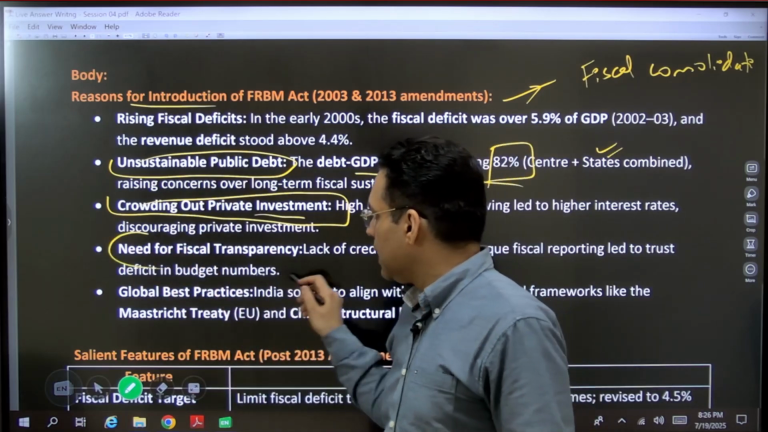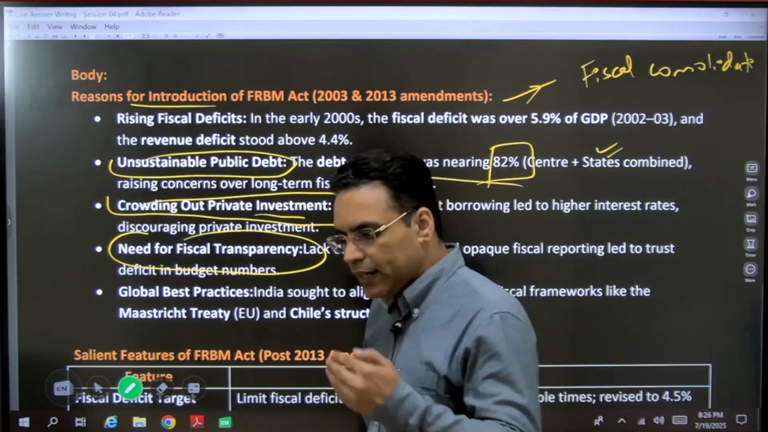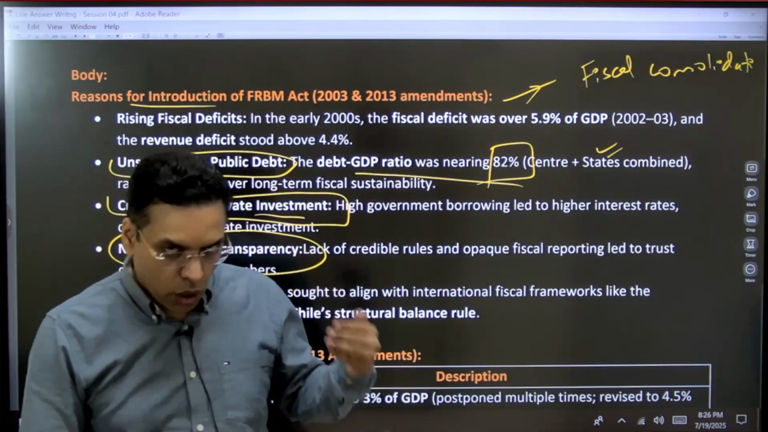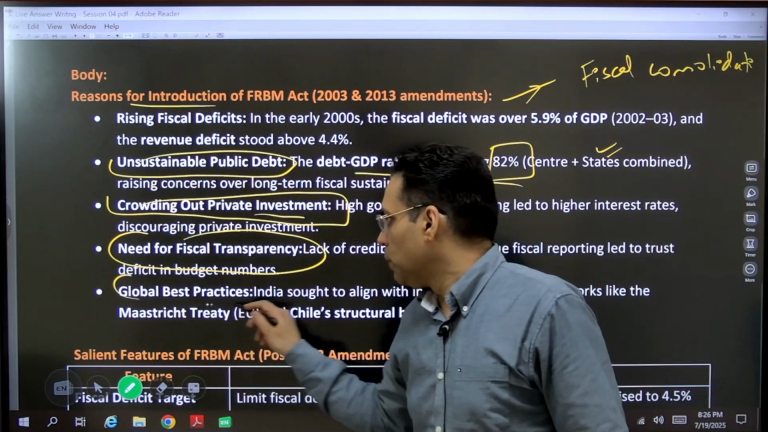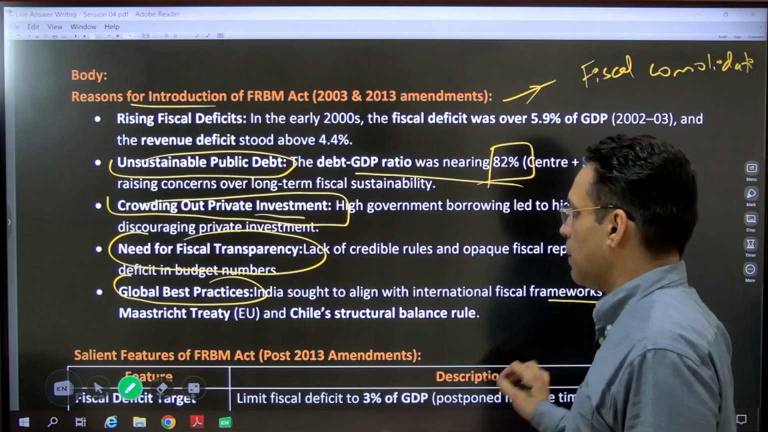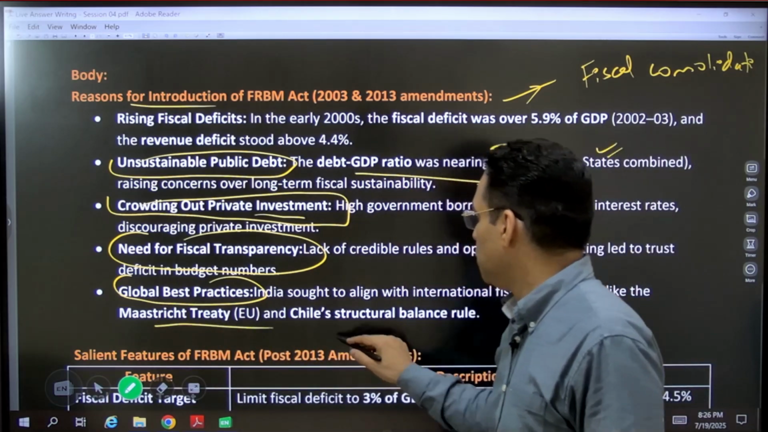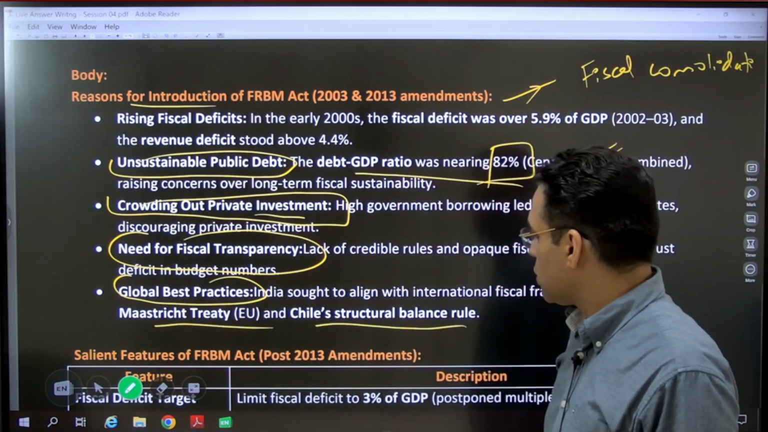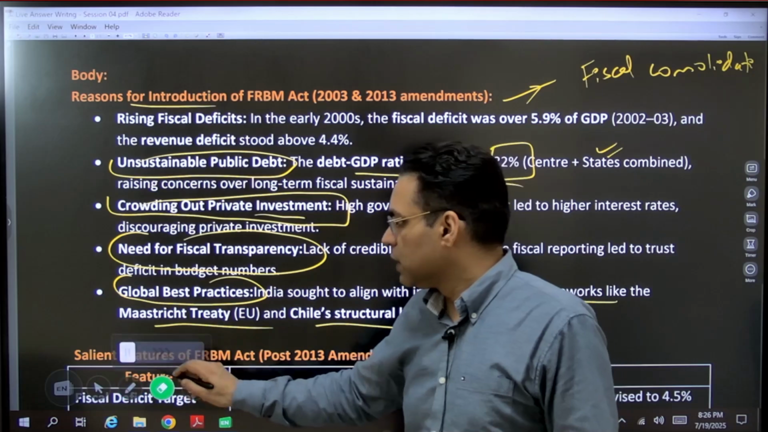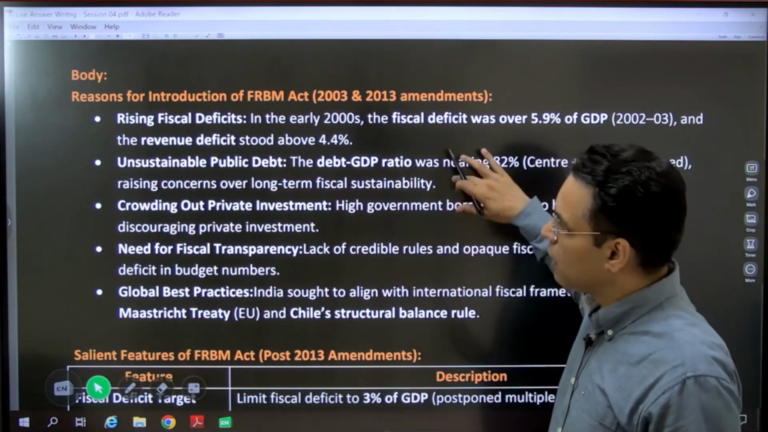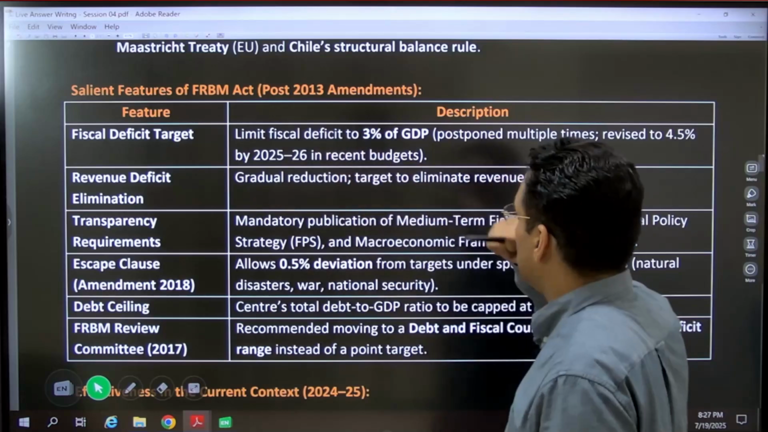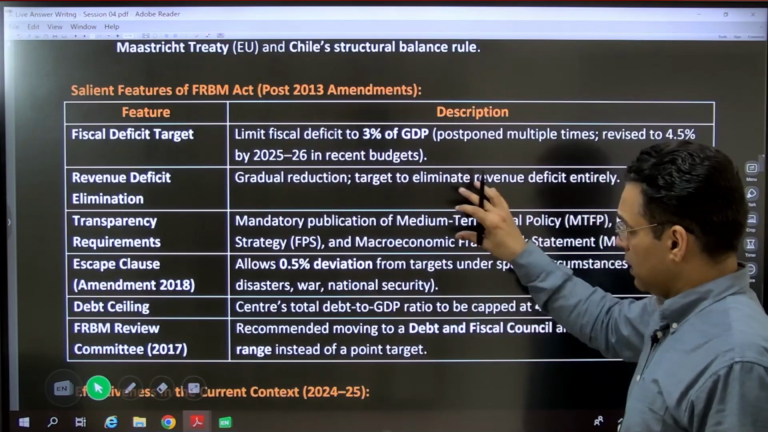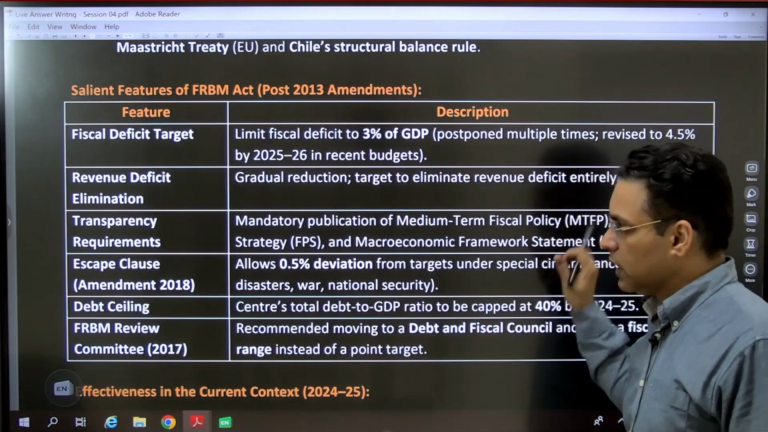Then also the idea behind was to mandate the government of India that by law, by provision आप जो है deficit को कम करेंगे, and also adopt global best practices to align with that. For example, Maastricht Treaty in EU, Chile's structural balance rule. तो ये हमारे ऑब्जेक्टिव थे कि हमको डेफिसिट कम करना है एंड इकोनॉमी को सस्टेनेबल बनाना है. Now you can see the target of the fiscal deficit was 3%. Then revenue deficit को धीरे धीरे जीरो कर देना है.